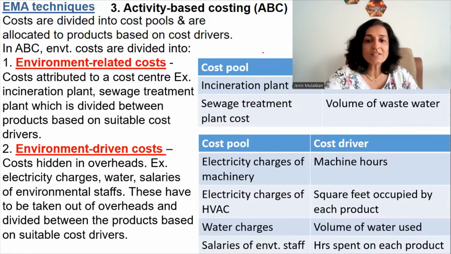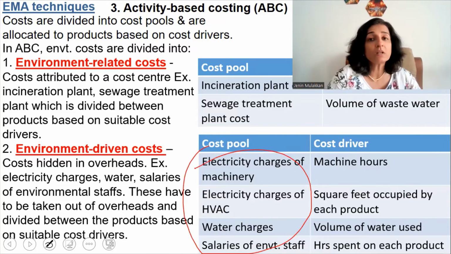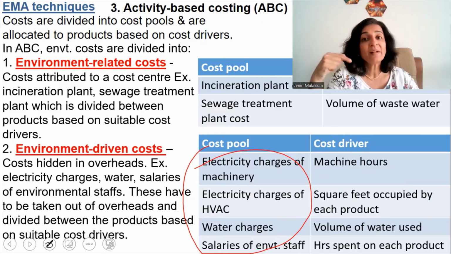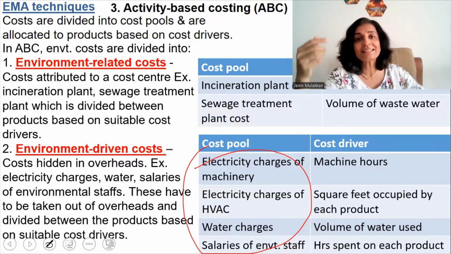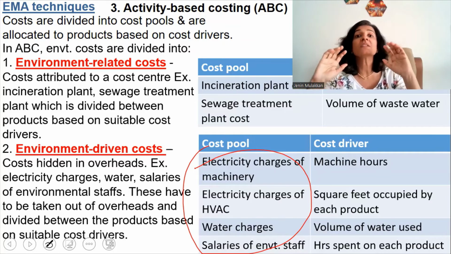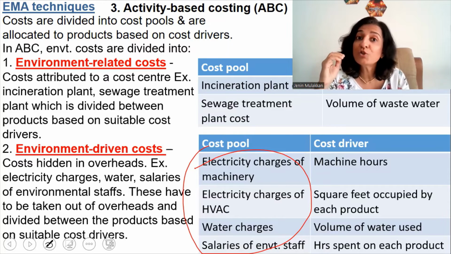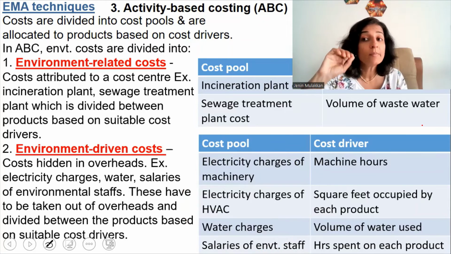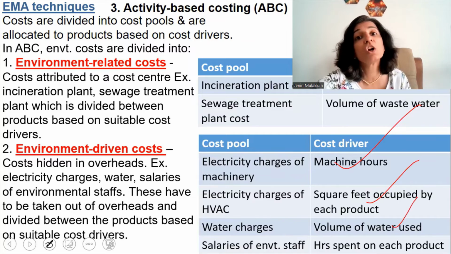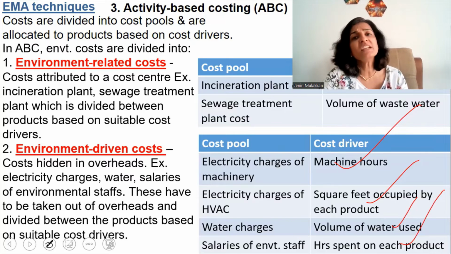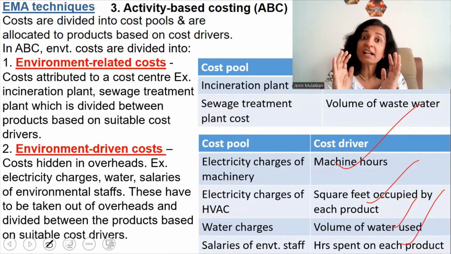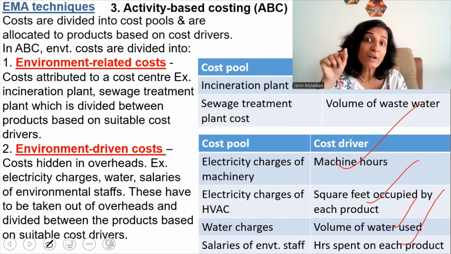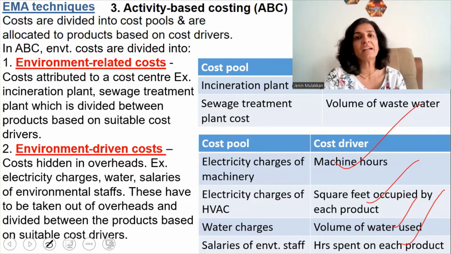Now, under traditional costing, all these environmental costs used to be divided between products either based on machine hours or the quantity of output. But environmental activity-based costing says you have to take the environmental cost out of the factory overheads and divide it between the products based on logical cost drivers. So what is the advantage? We will get the correct price of that product, that is, including its correct share of environmental cost.